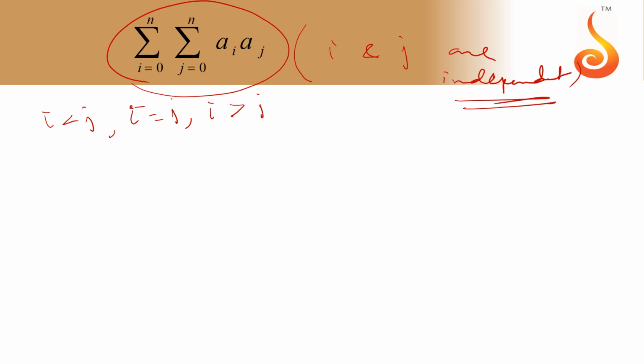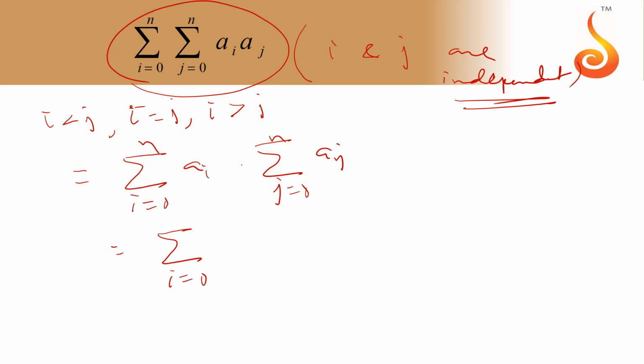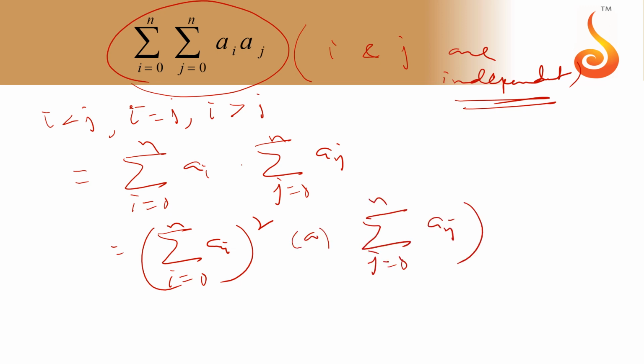So this ai I can shift, means I can simplify this: sigma i equal to 0 to n ai into sigma j equal to 0 to n aj. So I can tell that this is nothing but sigma ai whole square, because only the variable is changing, or if you wish, you can say sigma j equal to 0 to n aj whole square also. Why? Because it is only a variable change. I said i and j are independent, then simply you can separate the sigmas.